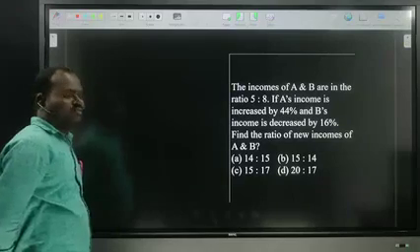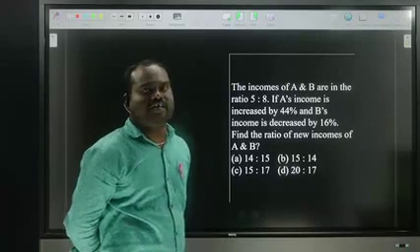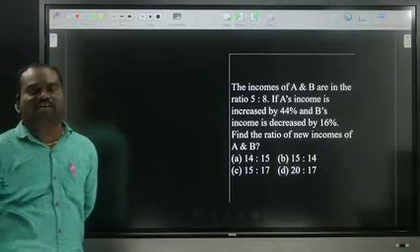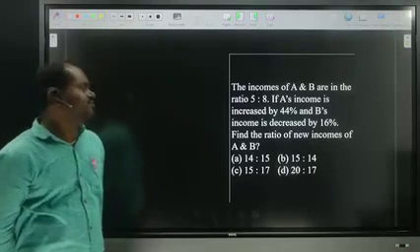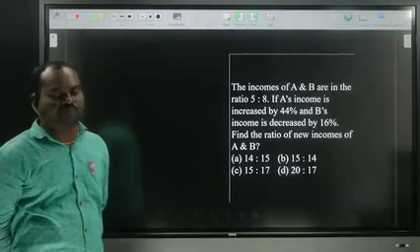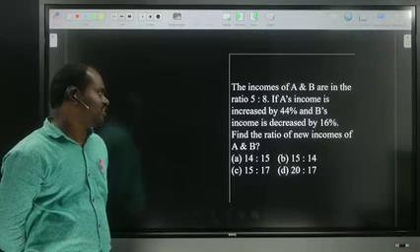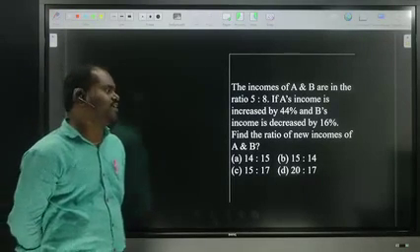Next, we are moving to another model. The incomes of A and B are in the ratio 5 is to 8. If A's income is increased by 40% and B's income is decreased by 16%, find the ratio of the new incomes of A and B.